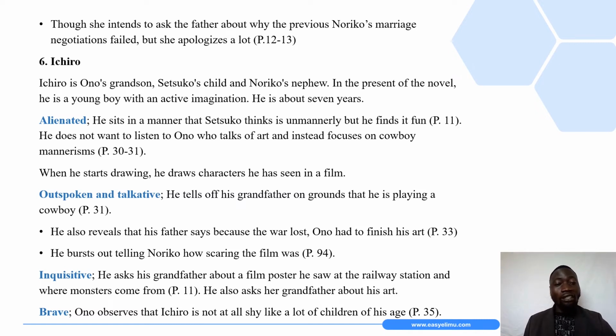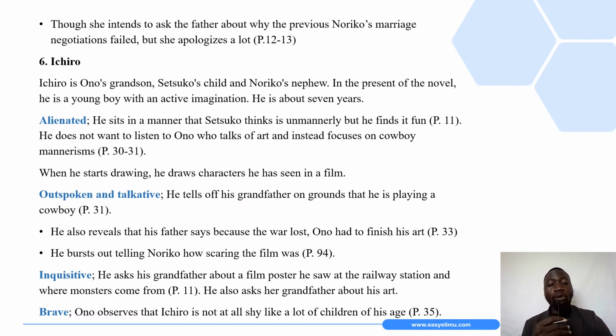So the next character here is Ishiro. So Ishiro, remember, is Ono's grandson. That is Setsuko's child and Noriko's nephew. In the present of the novel, he is a young boy with an active imagination. That is about the age of 7 years. So Ishiro is alienated. That is, he sits in a manner that Setsuko thinks is unmannerly, but he finds it fun. Again, he does not want to listen to Ono, who talks of art and instead focuses on cowboy mannerisms. So when he starts drawing, he draws characters he has seen in films.